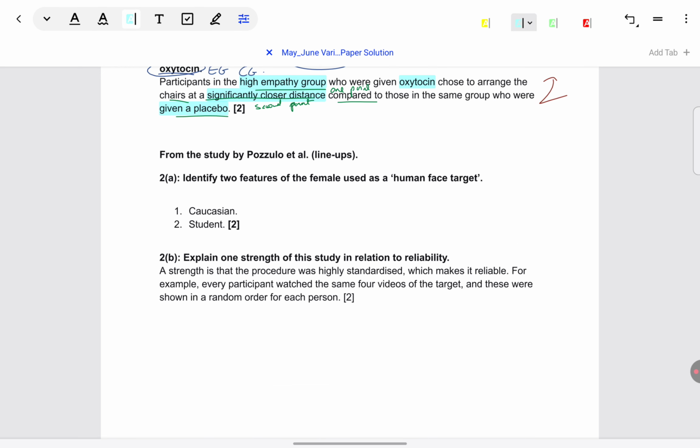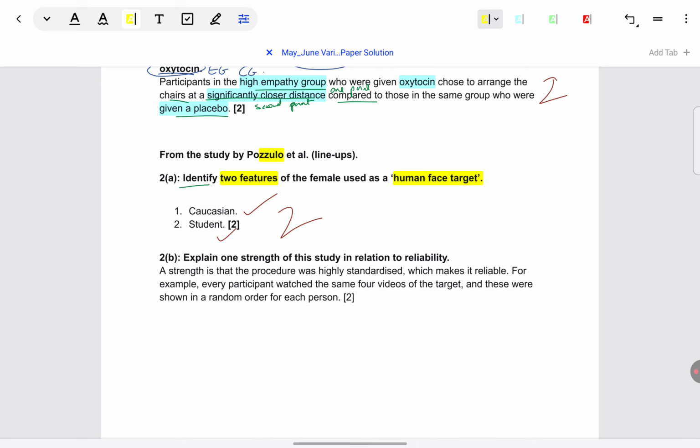These questions are from Pozzulo et al. From the study by Pozzulo et al., identify two features of the female used as a human face target. As I was telling you at the beginning, name and identify are interchangeable. You just have to give one word answers. This time, 2 points are asked for, like two features, so 2 marks are being awarded. The student has written correctly, Caucasian student, like both points are valid, they get awarded 2 marks. Let's look at the next question.